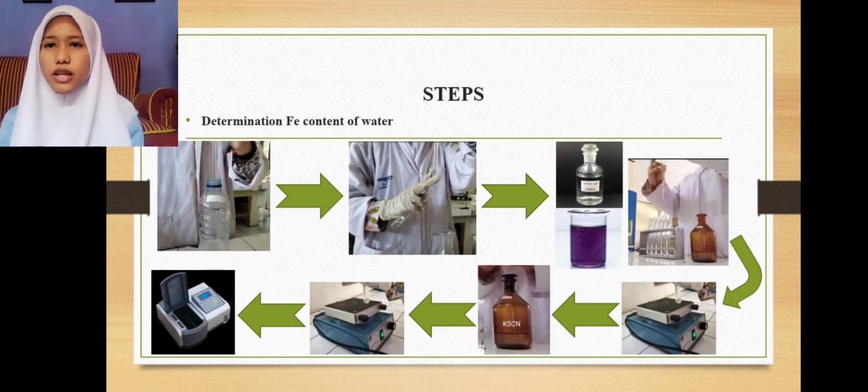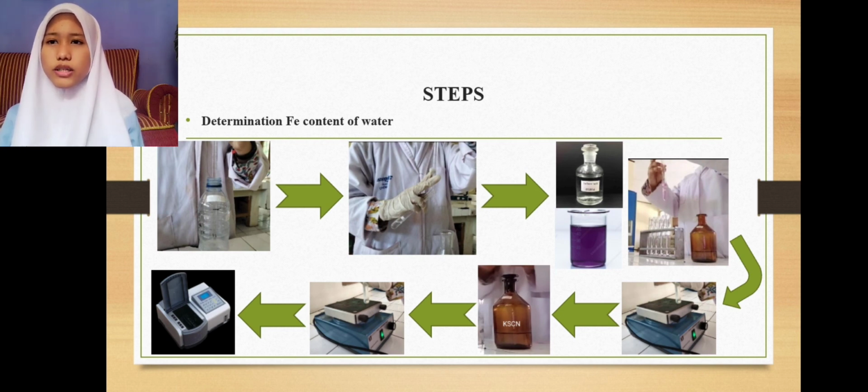Next, third step, determination of Fe content in water. Firstly, pipette 10 ml of water sample with a measuring pipette carefully. Put it in a test tube. Then, add 0.25 ml of sulfuric acid solution using a dropper. Add 0.25 ml potassium permanganate using a dropper.